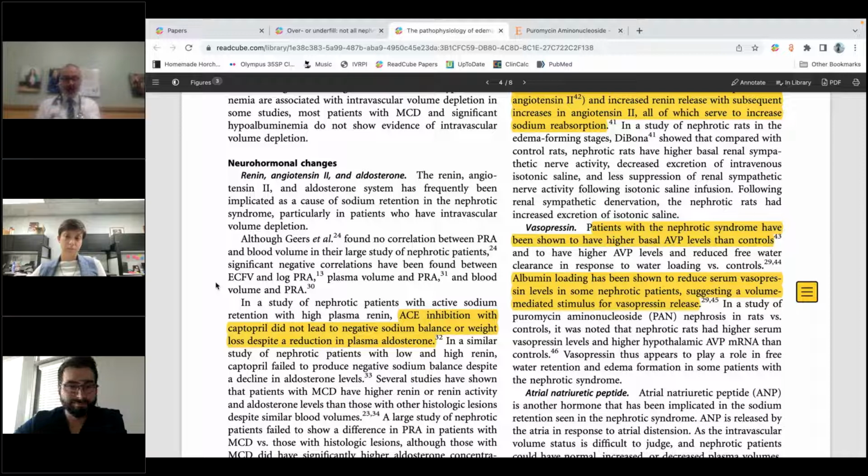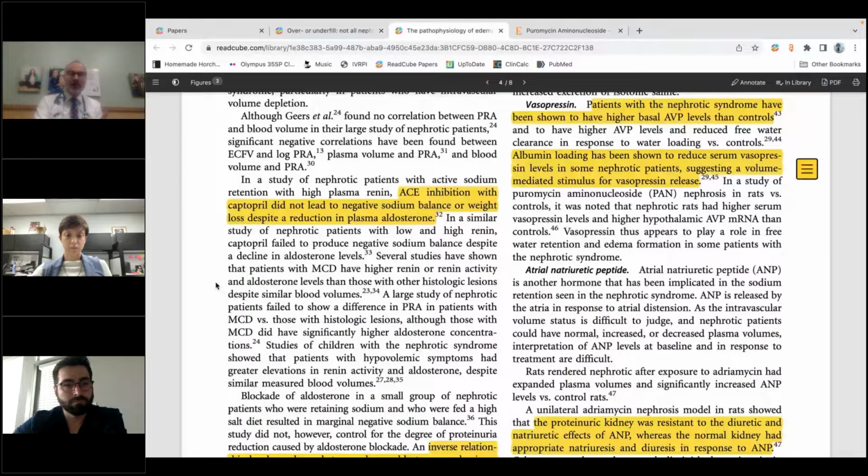So in these patients that are nephrotic with a high renin and low sodium concentration, if we give them an ACE inhibitor like captopril, it didn't change their sodium balance or cause weight loss, despite lowering aldo. So the drug did something, it lowered aldo, but we did not see that it changed the fluid balance of those patients. So it's likely to suggest that the edema in these patients was not driven by the RAS system.